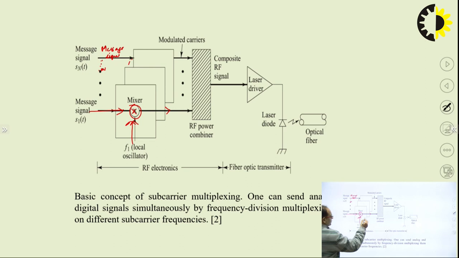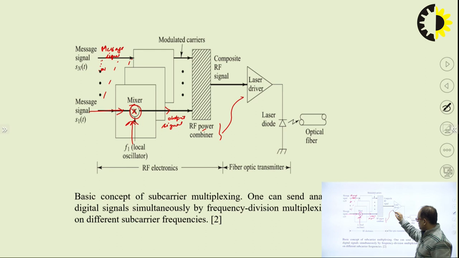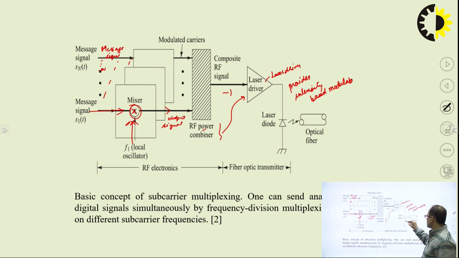The output signal of some frequency is generated, and from all these 1 to n, the outputs are combined using an RF power combiner. This combined output then enters into the laser driver. And what does the laser driver provide? It provides intensity based modulation, you can say intensity modulation. And after intensity modulation, this signal enters into the optical fiber cable.